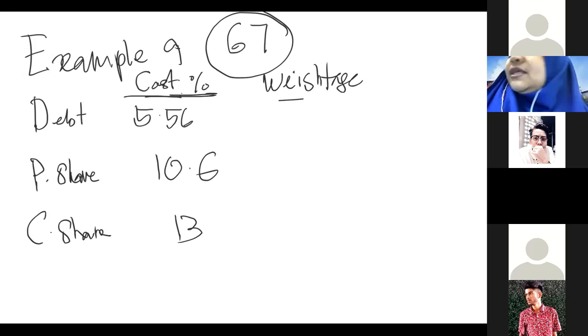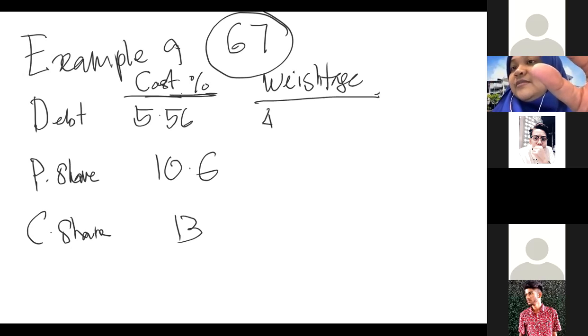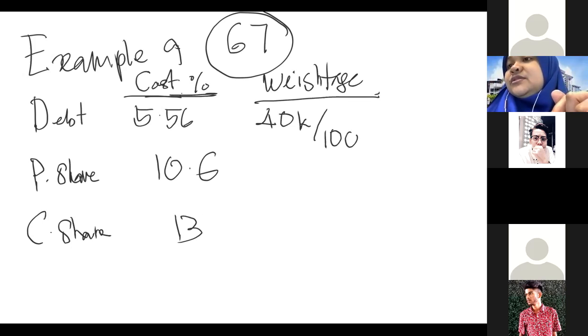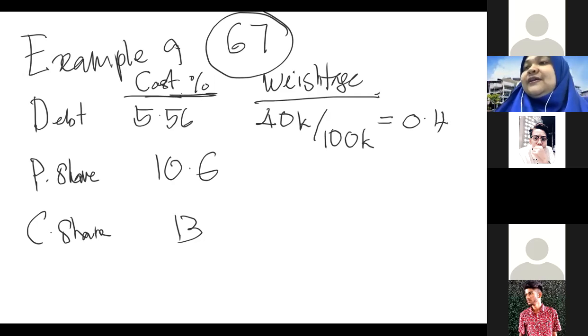So how to find the weightage? The weightage is the proportion of the capital, which is debt 40,000 divided by the total, 100,000. Macam mana nak tahu total? Total is 40 plus 10 plus 50, so the total is 100. So the answer is 0.4. So this is the weightage.